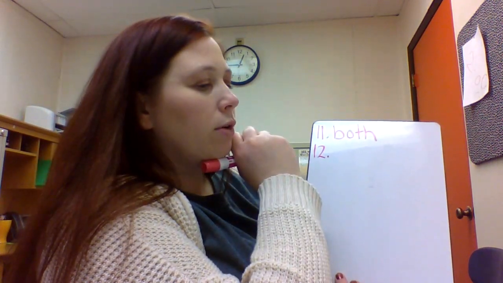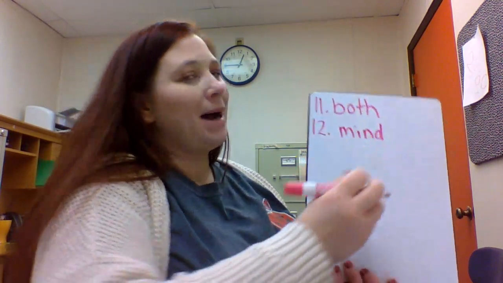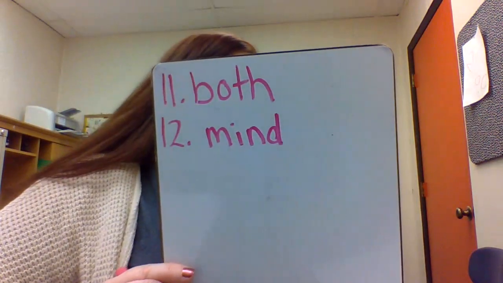Alrighty, number 11, we are going to spell the word both. This is one of those wild colt words because it says that O sound in it. Both. B-O and then T-H. Number 12, another wild colt word, mind. Mind. Make sure you have those two down.